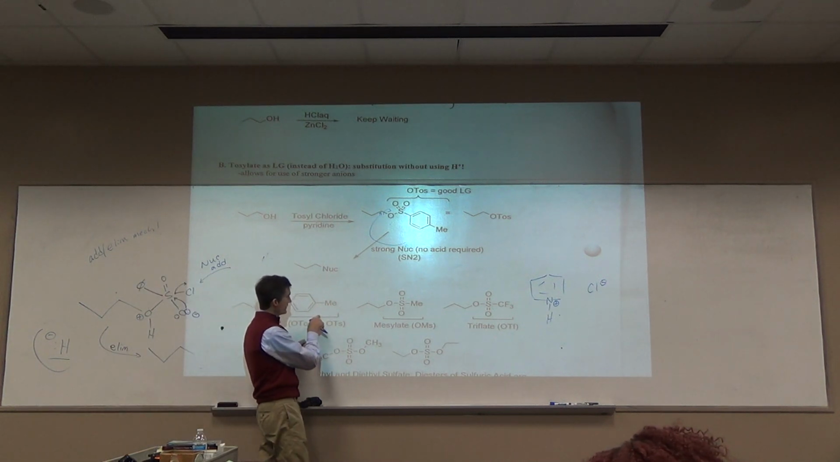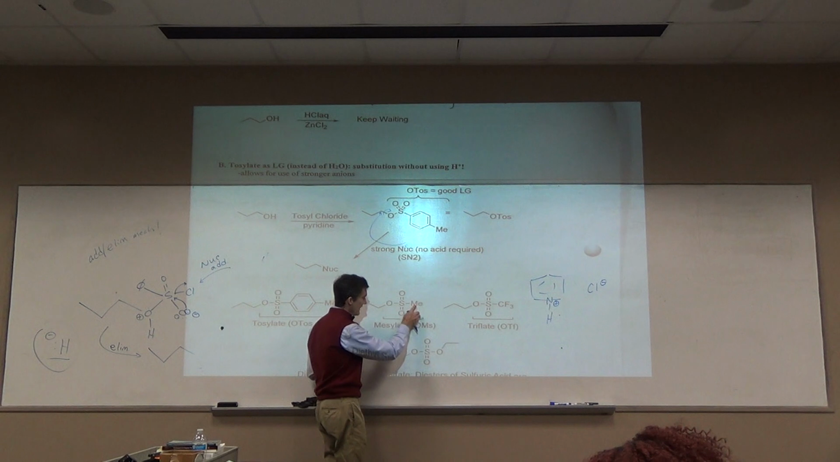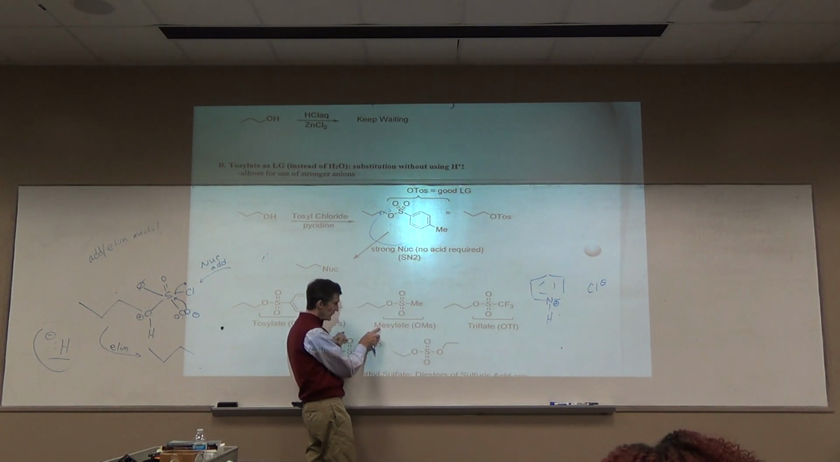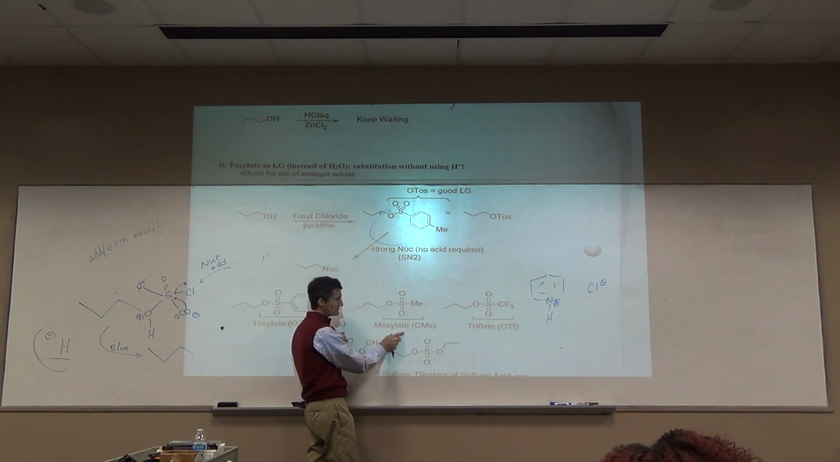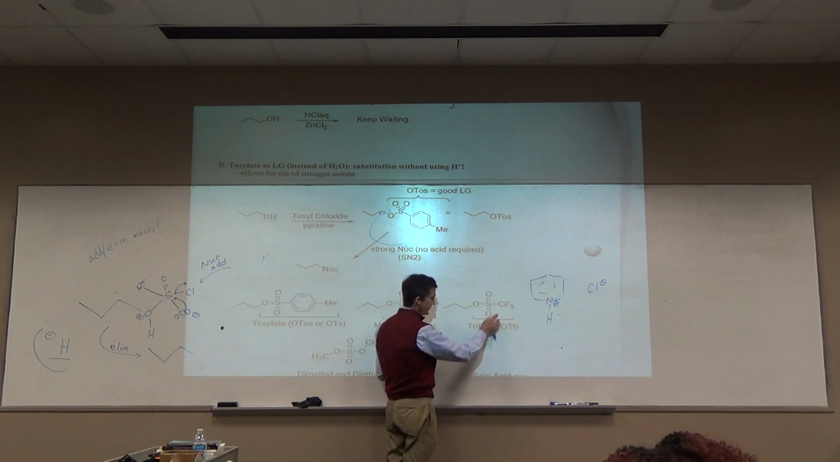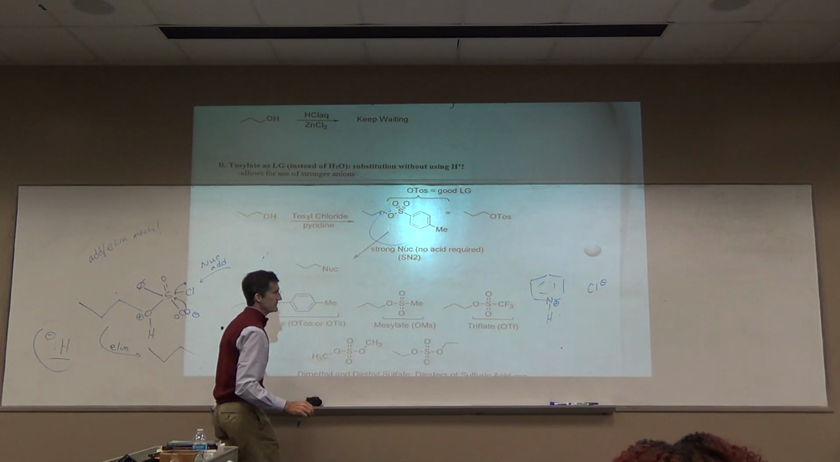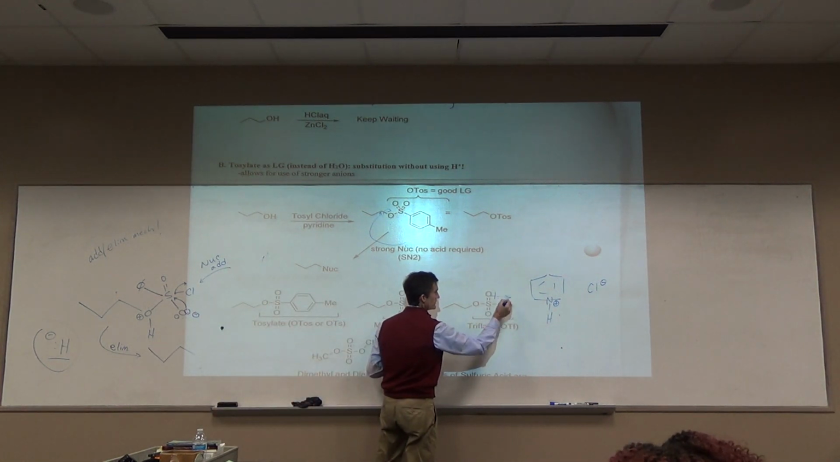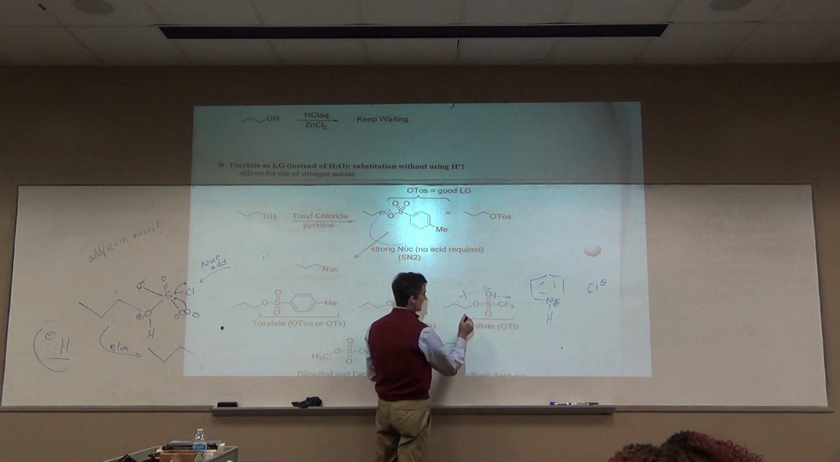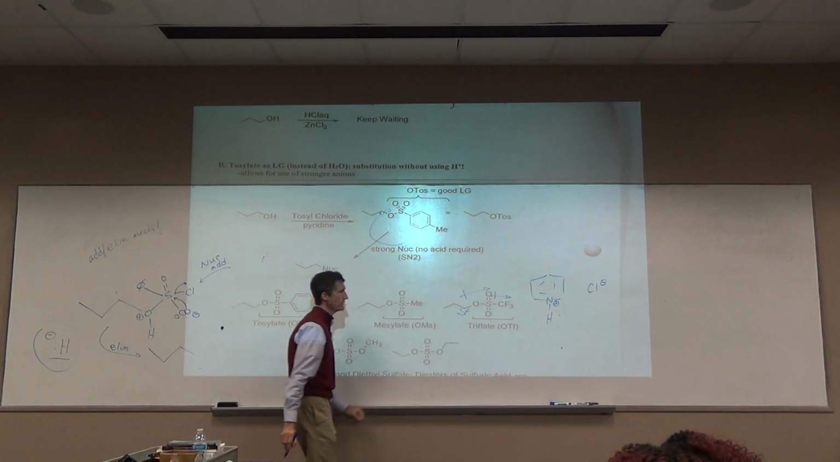There are other ones. If instead of an aromatic group or a toluene group, it's just a plain methyl, it's called a mesylate, methyl sulfonyl. If it's a CF3, it's called a triflate, a trifluoromethyl sulfonate. Triflates are actually the best leaving group because that CF3 is so withdrawing. It's pulling through here and making that particularly partial plus.